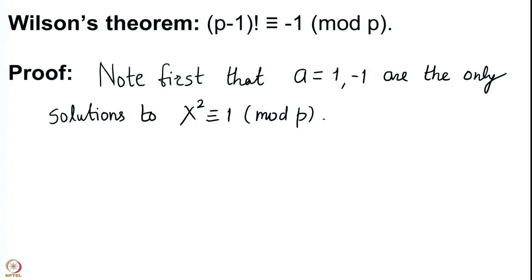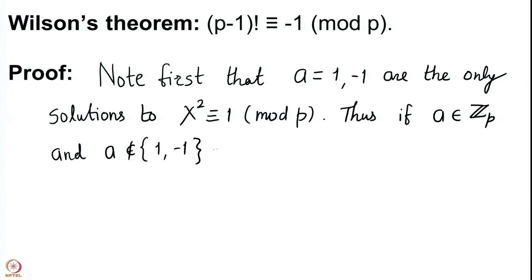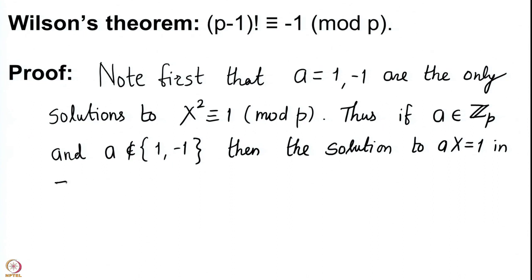So, what it means to say is the following. Thus, if you have a from this Z_p and you take a to be different from 1 and minus 1, then the solution to ax equal to 1 in Z_p is not equal to a.